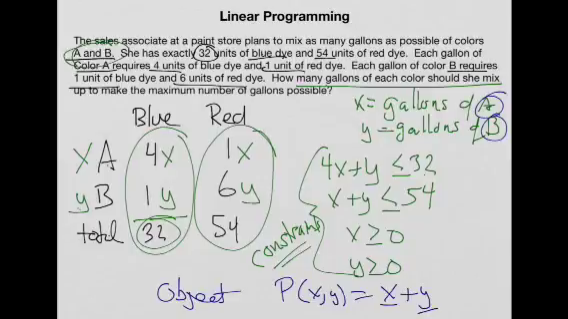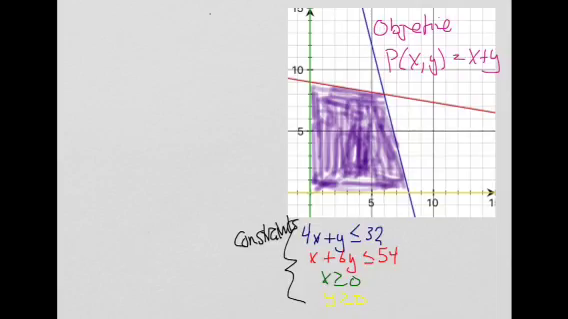So let's put this all together and graph our constraints. To save time, I've already done it. So here is my feasible region. Here's my X is greater than 0 and Y is greater than 0. This is my 4X plus Y is less than 32. This is my X plus 6Y is less than 54. And here is my feasible region.